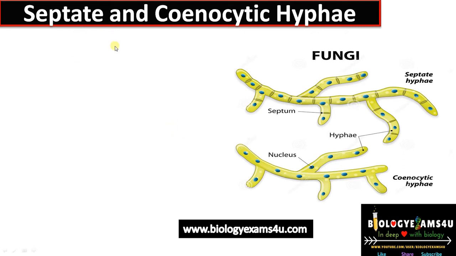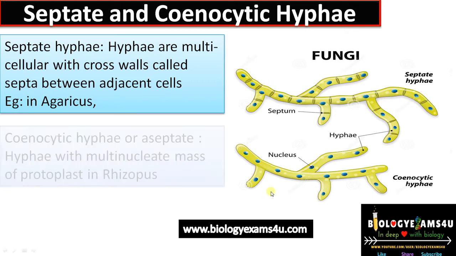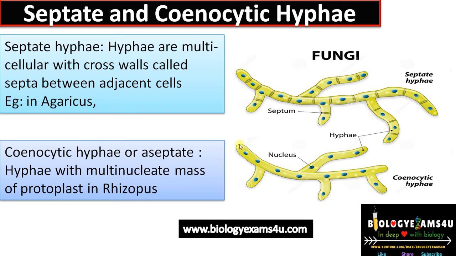Ainsworth has taken a specific morphological character for classifying Eumycota into 5 subdivisions. That character is the septation. As you can see, in this fungus the filament is having a cross wall. Then it is called a septate hyphae. Hyphae are multicellular with cross walls. So adjacent cells are separated by a septum. Example is Agaricus. Whereas in this case, you can see there is a single mass of protoplasm with many nuclei floating. This multinuclear condition is called a coenocytic condition. That is seen in Rhizopus.